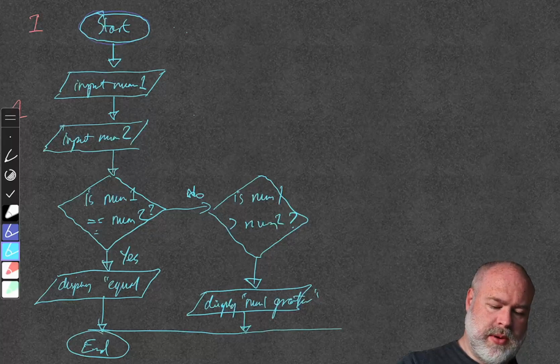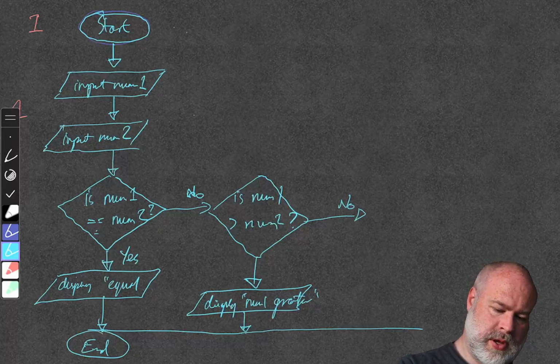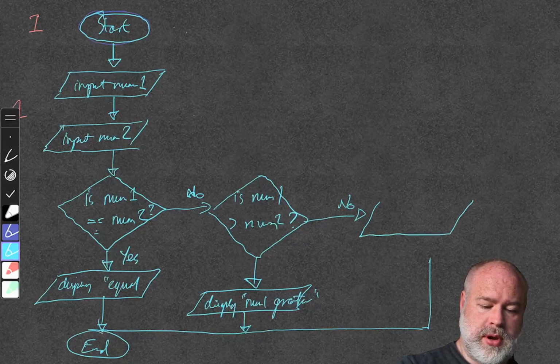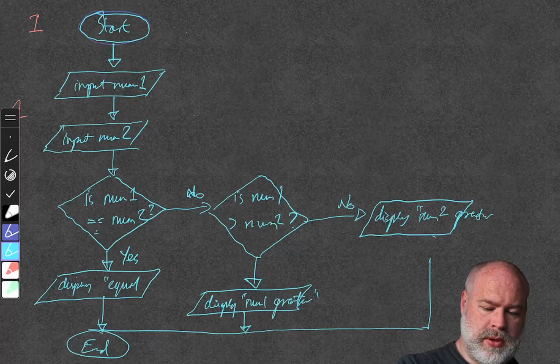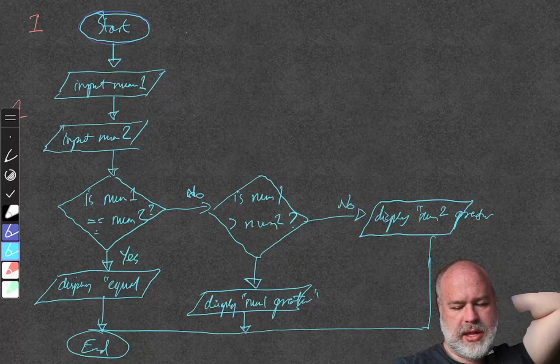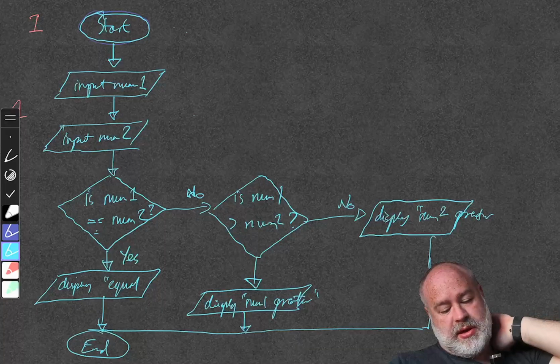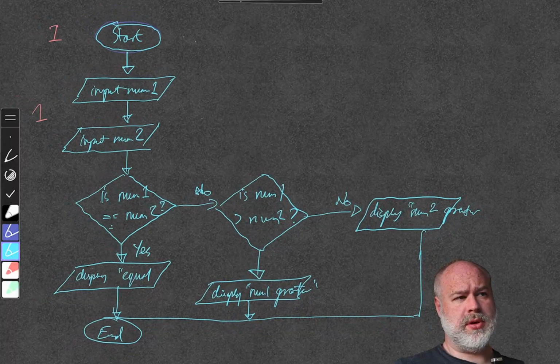And I'm going to keep this line going because I need another thing, don't I? Because if I've got no, what else can I do? If it's not number 1 greater than number 2, well, the only other option is display number 2 is greater. Okay, a decision doesn't need to be made then. It's just an output statement because we've already checked whether it's greater or not. If it's not greater, then the only other option, because they're not the same, we've already checked that, is to output that number 2 is greater.